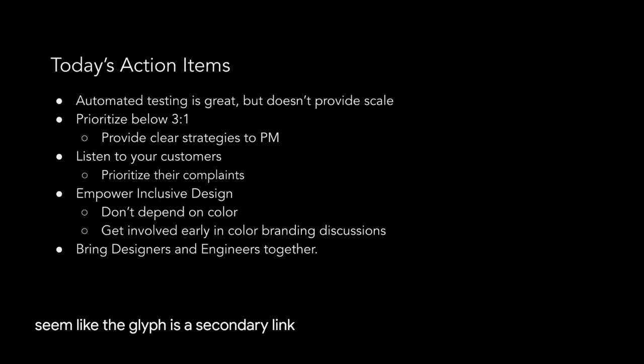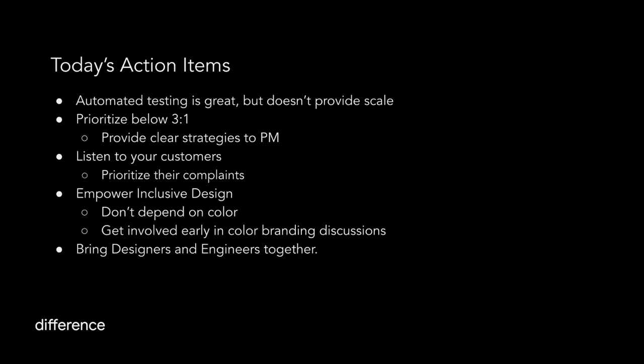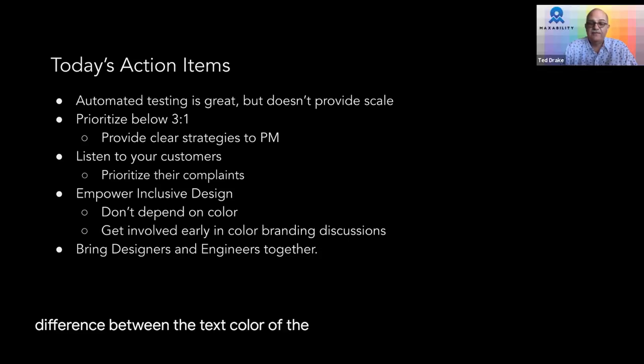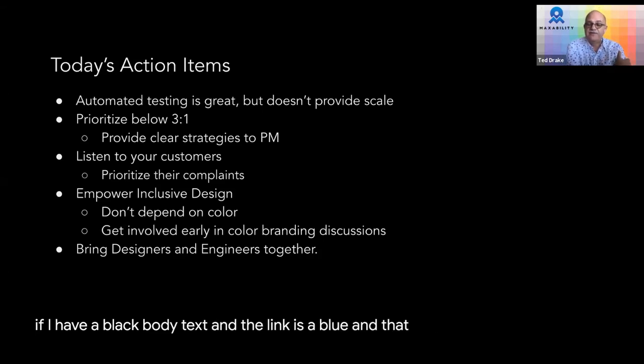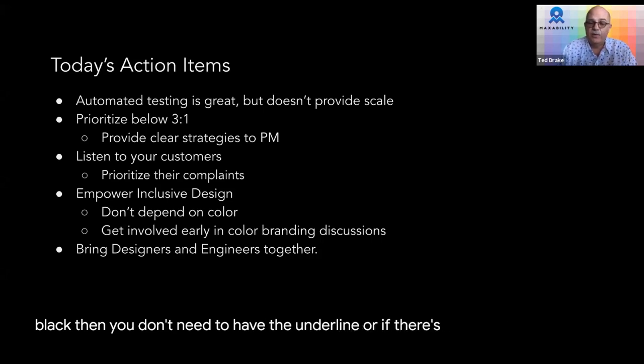That should be fine, as long as there's a 3-to-1 difference between the text color of the paragraph and the link color. So if I have a black body text and the link is blue, and that blue has 4.5-to-1 against the background and 3-to-1 against the black, then you don't need to have the underline. Or if there's significant white space.